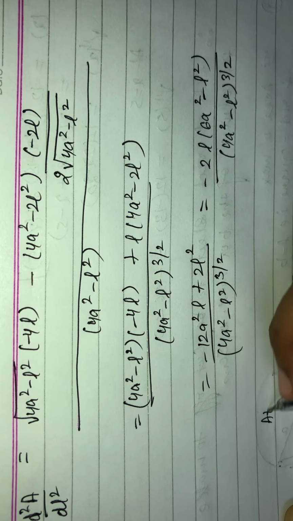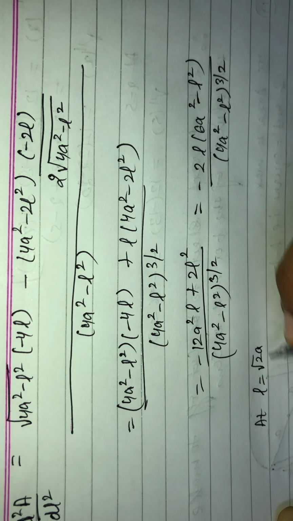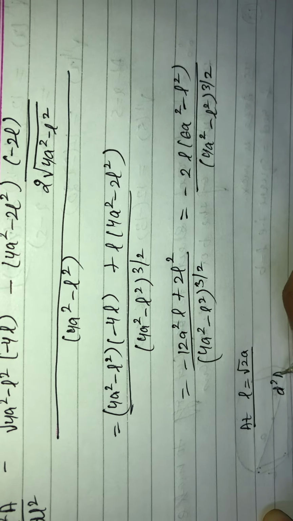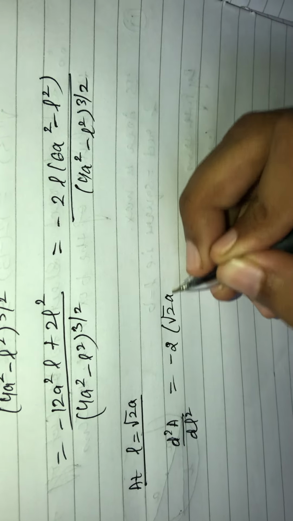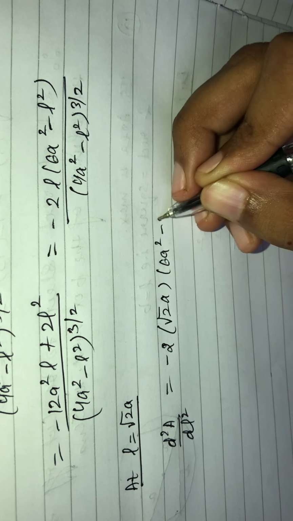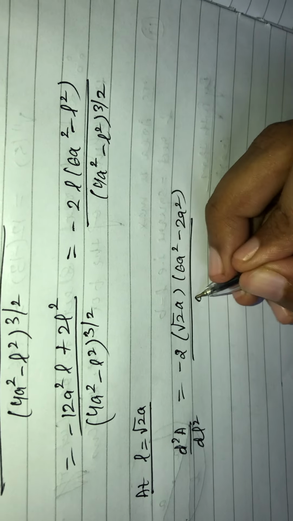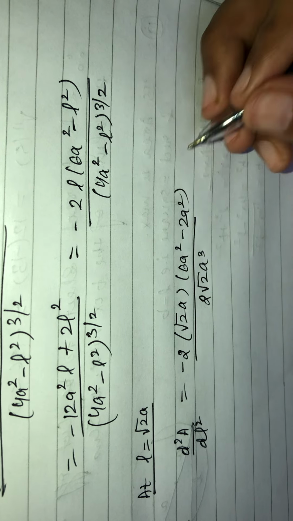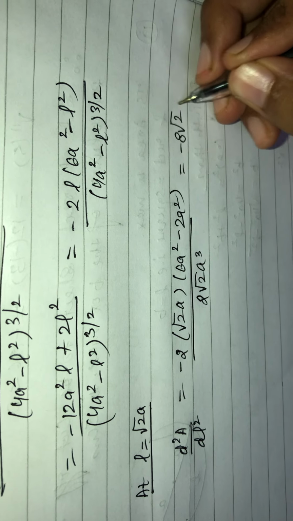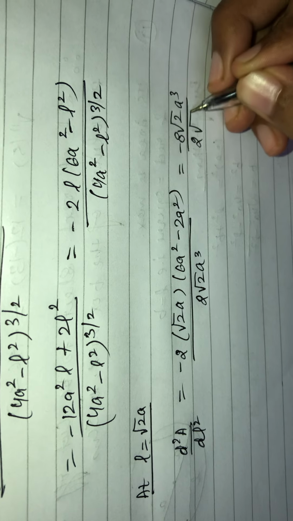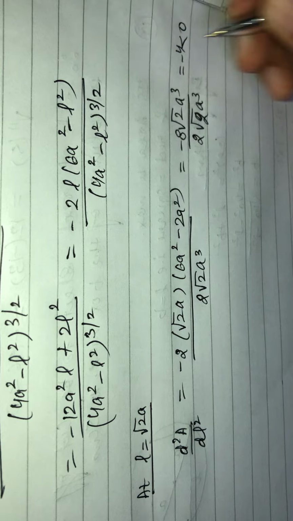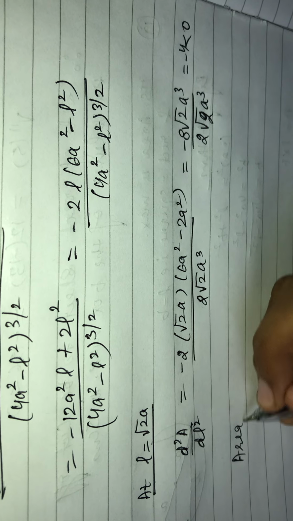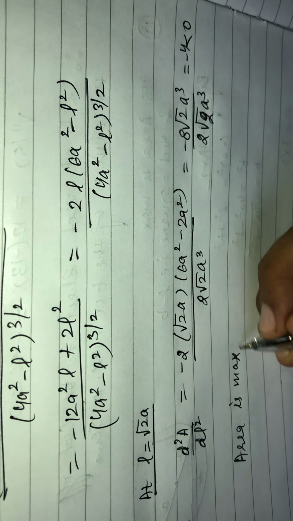So at L equivalent to root 2a, you will be getting d square A upon dL square as minus 2 root 2a (6a square minus 2a square) upon (2 root 2a) cube. So I am getting minus 8 root 2a cube upon 2 root 2a cube minus 4, which is less than 0. So area is maximum. Now come to question number 20.